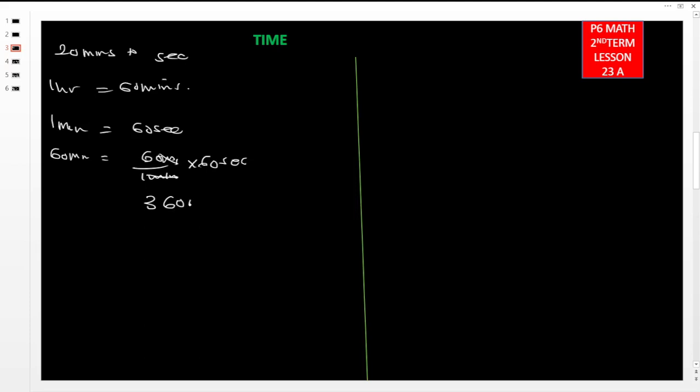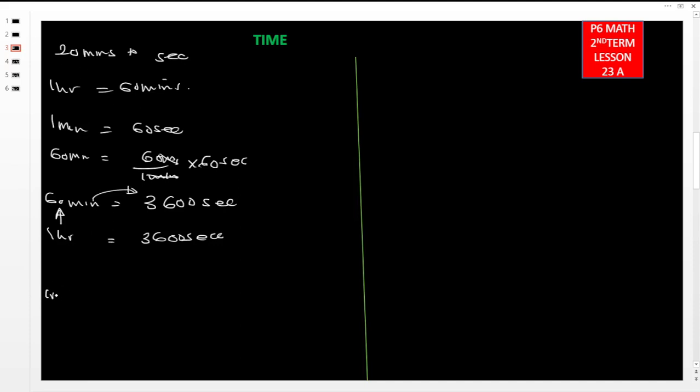Then we add on our 2 zeros, meaning that 60 minutes are equivalent to 3600 seconds, which means that 1 hour is equal to 3600 seconds, because 1 hour is made up of 60 minutes, and 60 minutes are made up of 3600 seconds. All right, so now let us convert.